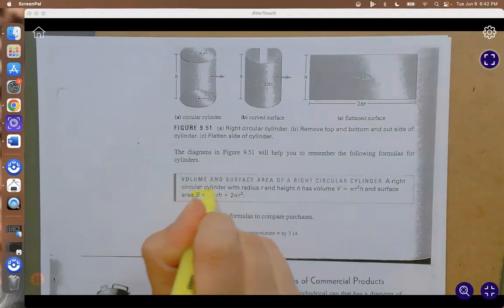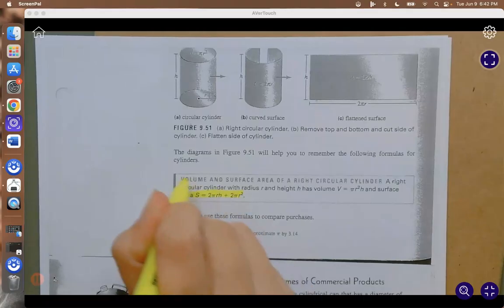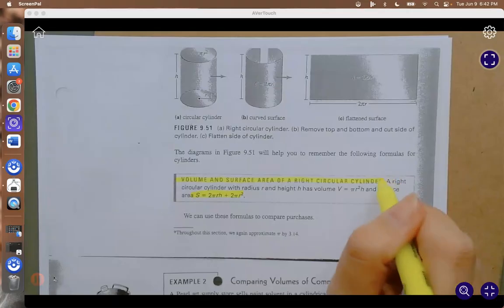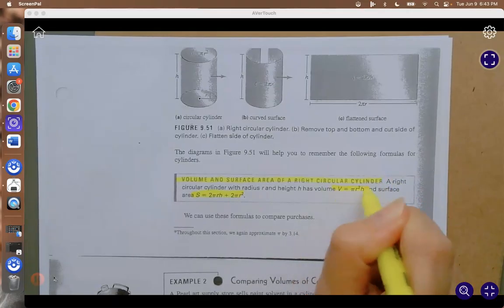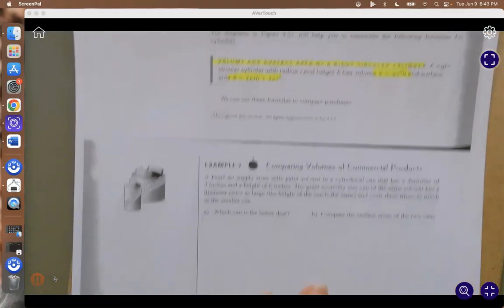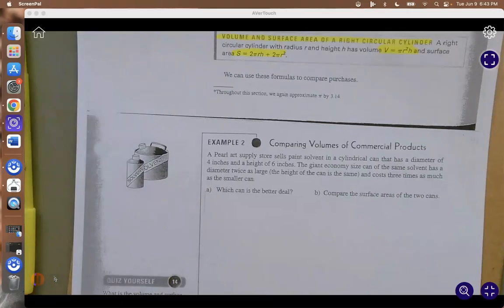So the surface area formula for a cylinder is 2 pi r h plus 2 pi r squared. And volume is pi r squared h. Okay.